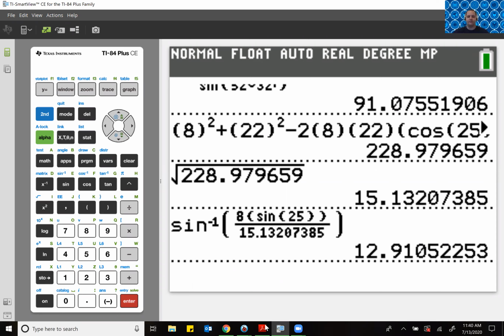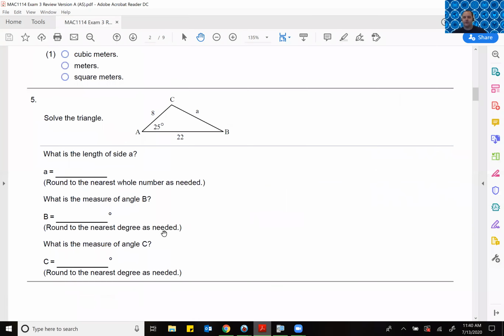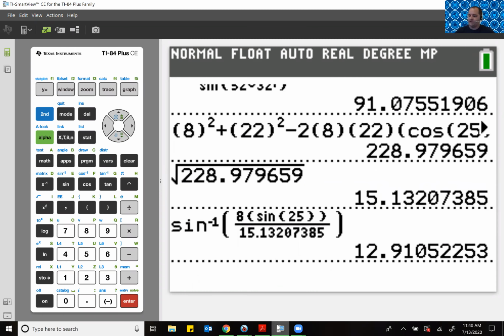What does it want us to round to? Let's check that out. Nearest degree. So 13 degrees, because the 9 says, hey, round up. So 13 degrees. Fixing my answer key real quick because I wrote 12. But again, I'm going to want to hang on to this 12.91052253, because that's the real angle.